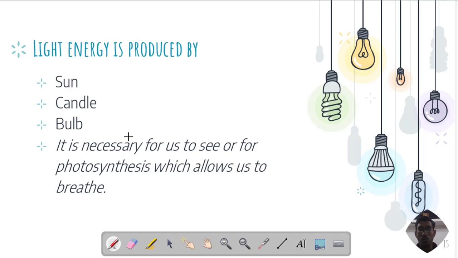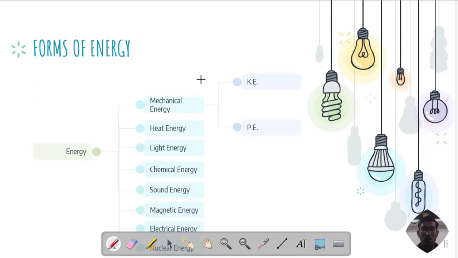Now, photosynthesis uses light energy to produce what, do you know? Yes, it uses carbon dioxide to produce oxygen. If you answered that, very good. And we are able to breathe with the help of oxygen. So now, boys and girls, we have covered mechanical energy, heat energy and light energy. What is the next on the list?